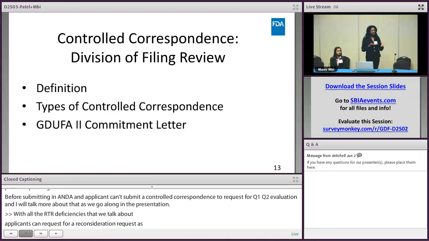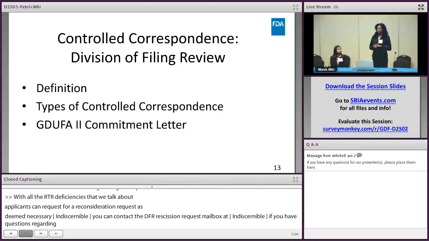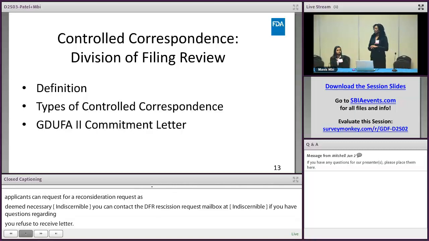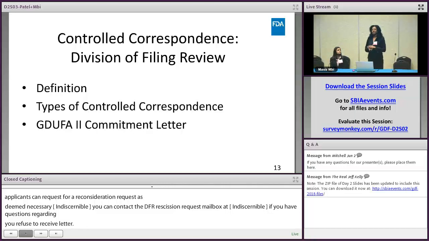So now, given the most common deficiencies we encountered that led to a refusal to receive in the Division of Filing for fiscal year 2017, I'm going to shift gears a little bit and talk about some of the enhancements that FDA and generic drug manufacturers alike committed to, to help with the generic drug manufacturing process in the GDUFA 2 commitment letter.